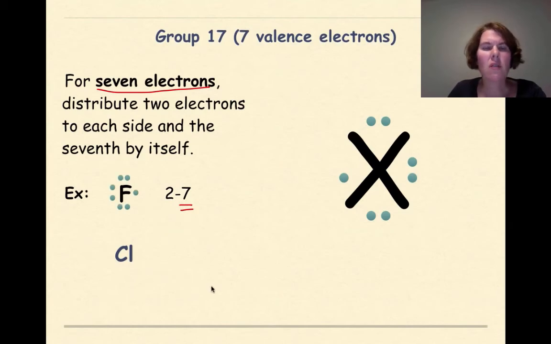Chlorine has an electron configuration of 2, 8, 7, so 7 valence electrons in the end. 1, 2, 3, 4, 5, 6, 7. We notice that everything in group 17 will have 7 valence electrons. These are how the electrons are going to be filled.